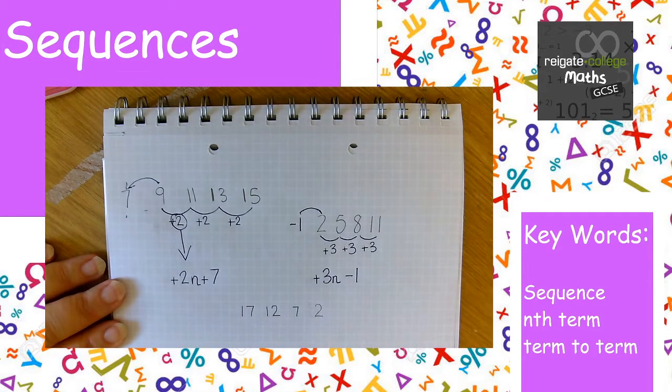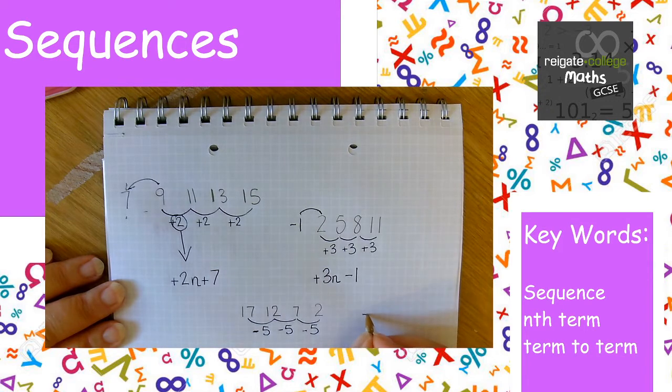And my third sequence, I'm going to work out the nth term. This time when I jump from 17 to 12, I'm actually going down. I'm subtracting 5. 12 to 7 is also a jump down, subtracting 5. And so my sequence continues. So this particular sequence is going to start off with a minus 5n.